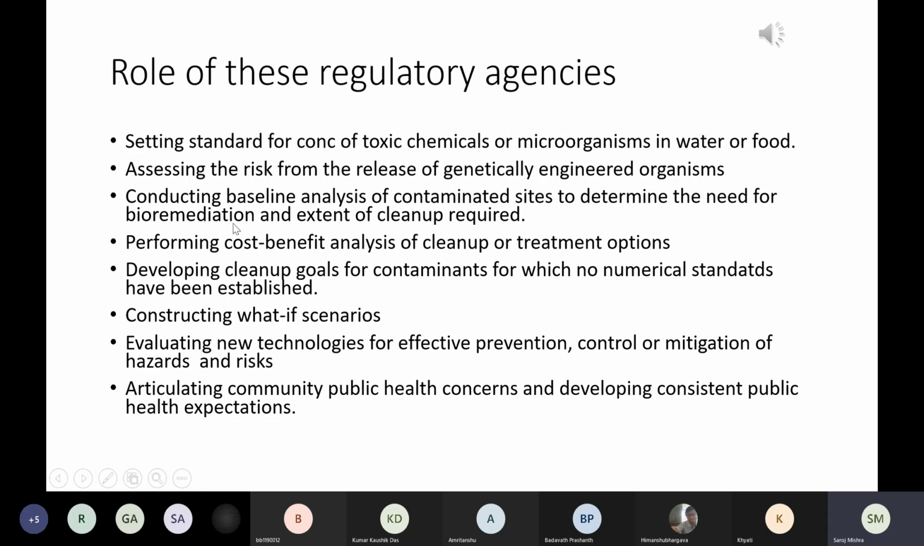They conduct a baseline analysis of the contaminated sites to determine the need for bioremediation and the extent of cleanup required. Then they perform a cost benefit analysis of the cleanup or the treatment option. This is all the job of these regulatory bodies.